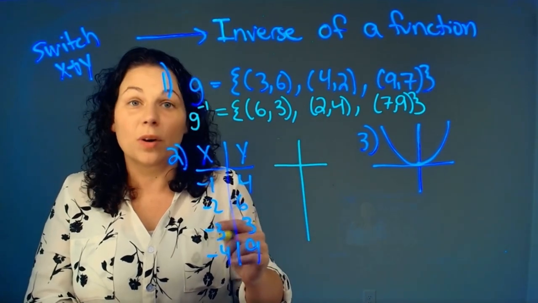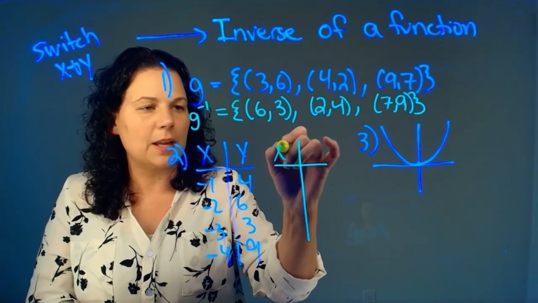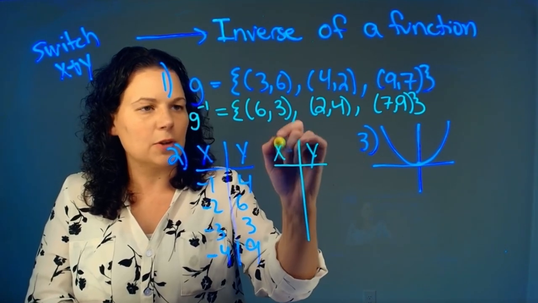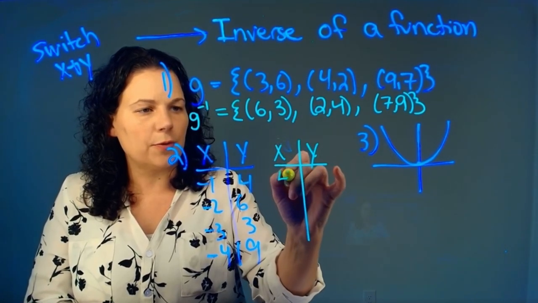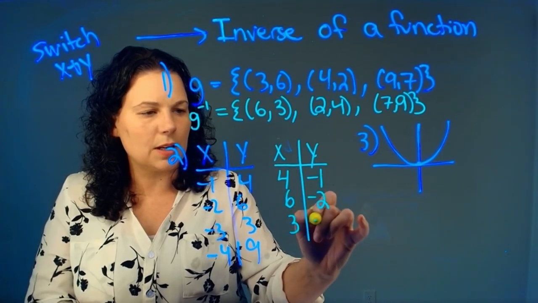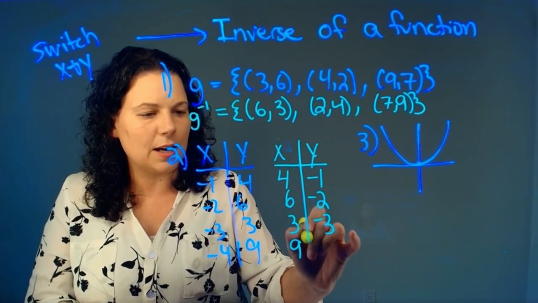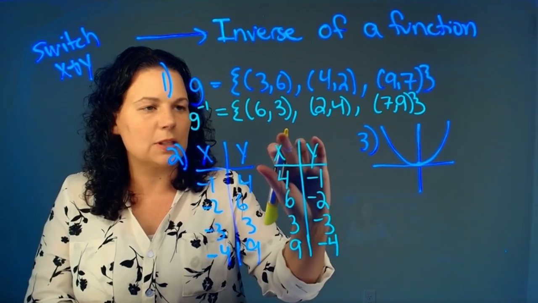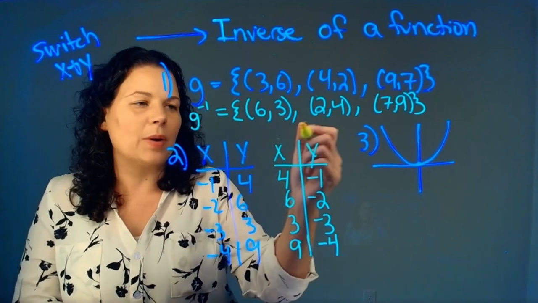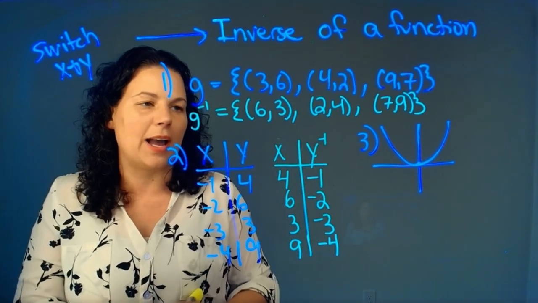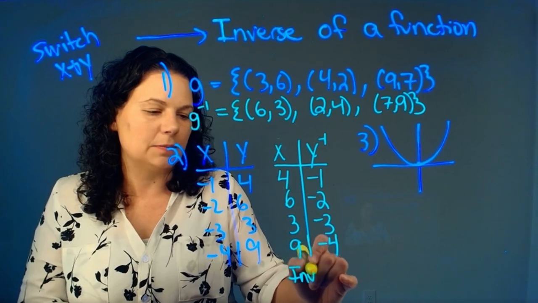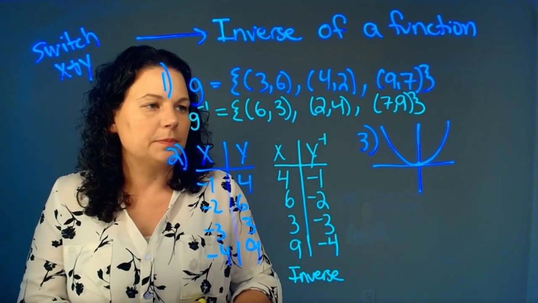And when we're doing our chart, we're going to switch the ordered pairs again. I'm going to call this one x, y. We'll just say that it's the inverse. So we're going to switch the 4 and the -1, the 6 and the -2, the 3 and the -3, and then the 9 and the -4. We switch the x and y. So this one is the inverse, and the y is how we name it. So I'd put the inverse on the y as notation, or you could just say inverse on this side, depending on what your teacher wants.